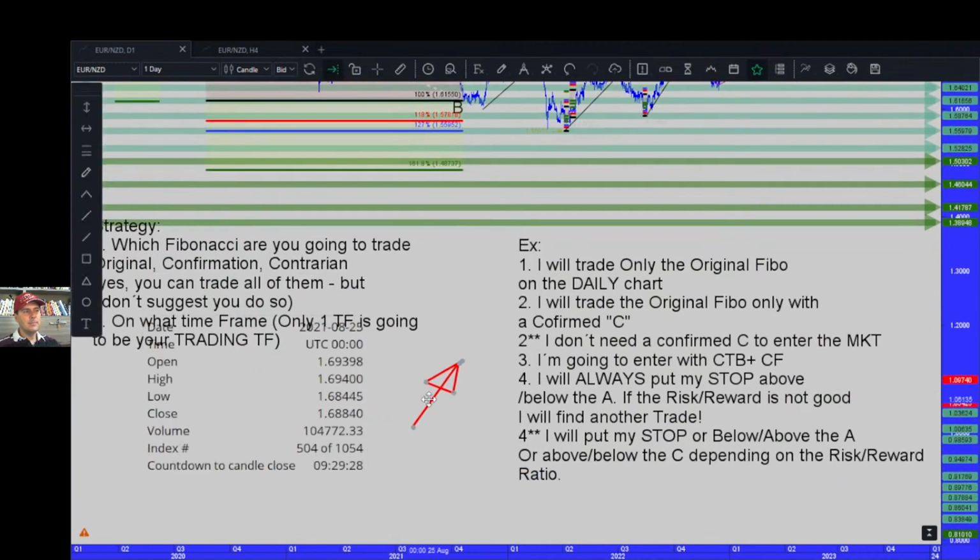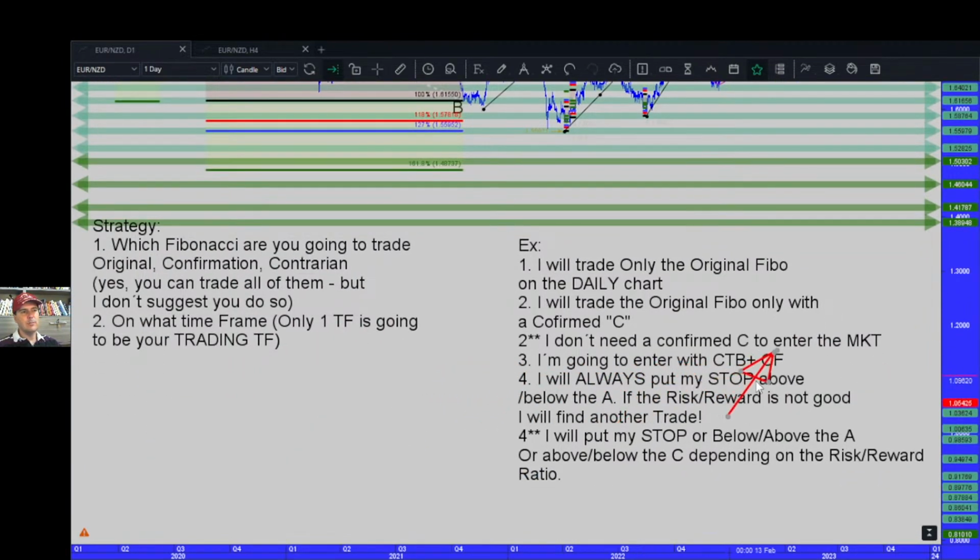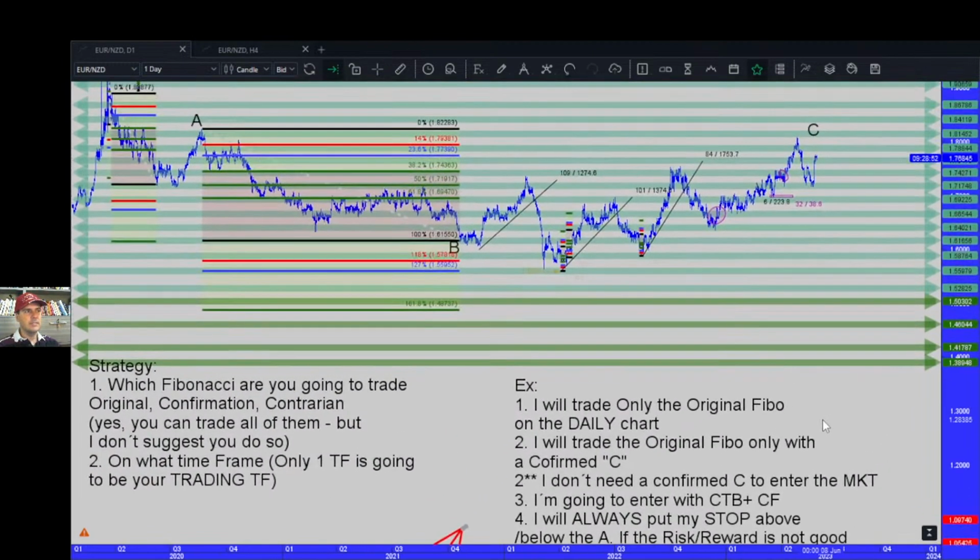Number 3 is timing. I'm going to enter with a counter trendline break plus candlestick formation, just an example. You can use stochastic RSI, whatever, Bollinger Bands, moving average cross if you want, Heikin Ashi, whatever the indicators. But remember, it's a rule. Number 4, I will always put my stop loss above or below the A. And the counterpart is I will put my stop loss above or below the A or above or below the C, depending on the risk reward. Make sense, everybody?